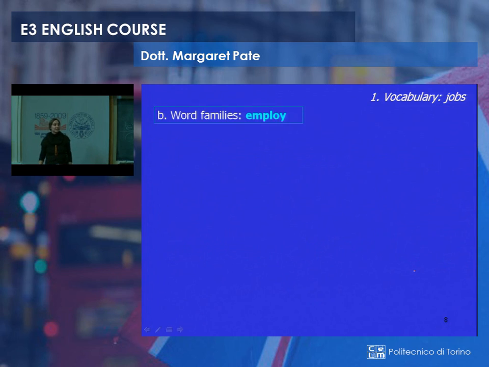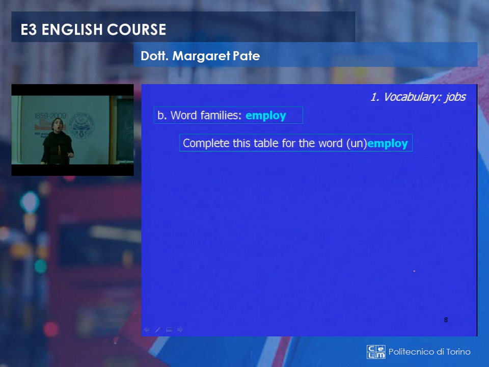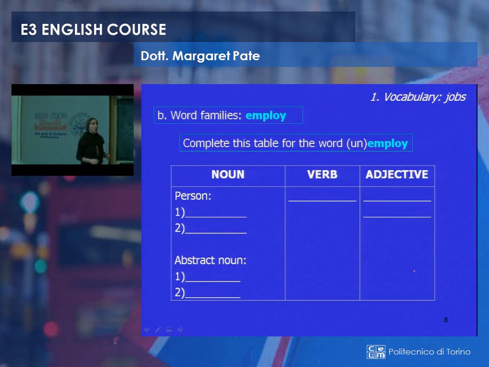Let's move on. We're looking this time at word families. Do you remember a word family we make from the root word, la parola di radice? All right, so the word that we have is employ. Without looking, let's see if you can complete this table. Okay, what do we call the person who gives you a job? Employer. Okay, good. What do we call a person who works? Employee. Okay.